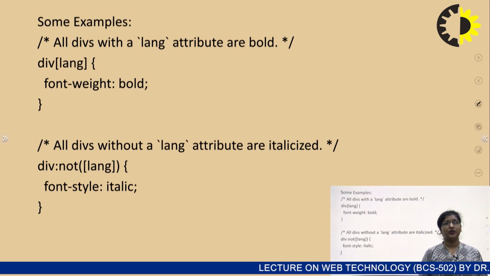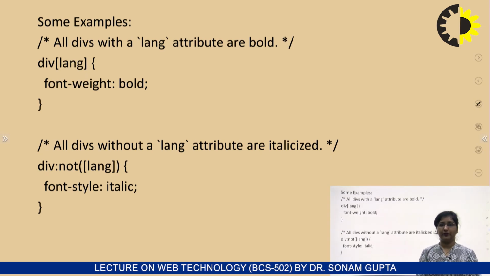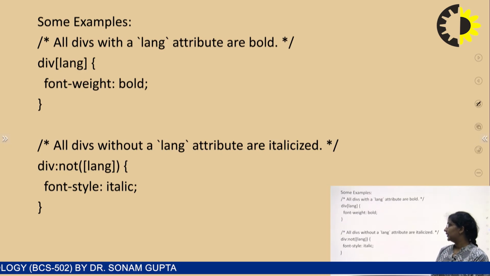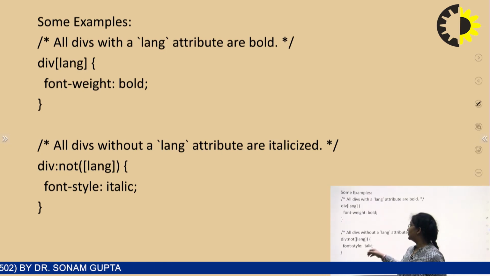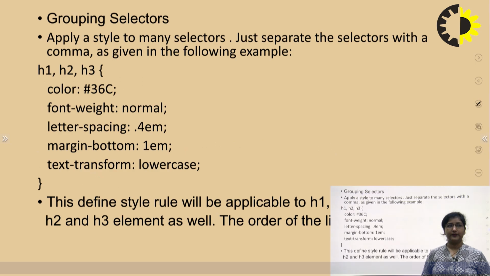So for all the divisions with the lang attribute, if I want them bold, we write div with that lang, and font weight, which we can change as we have discussed in earlier recordings as well, that is bold. For not including that lang, we just have to include this parenthesis. If I write parenthesis over here, that means it will not be included.